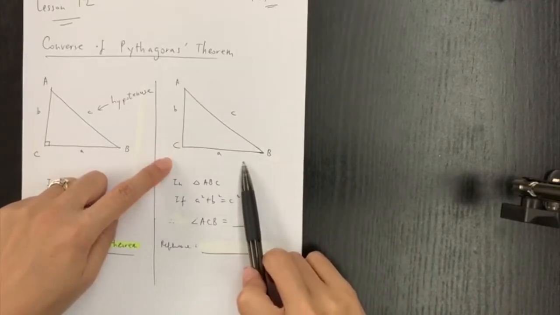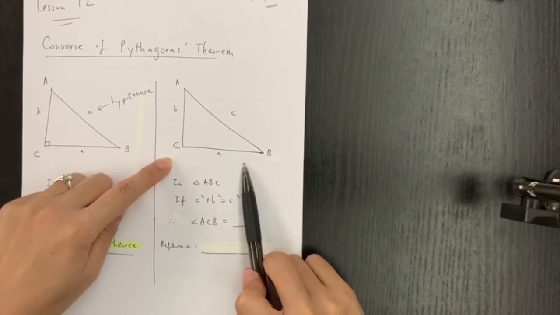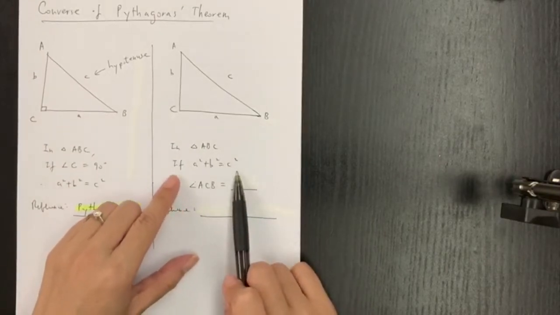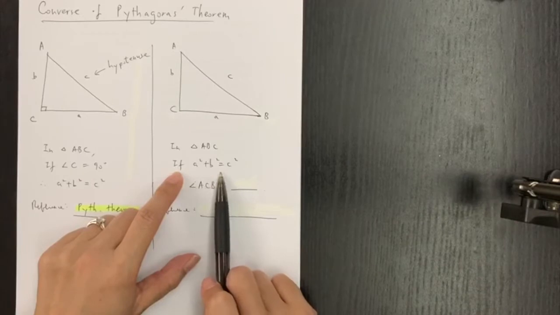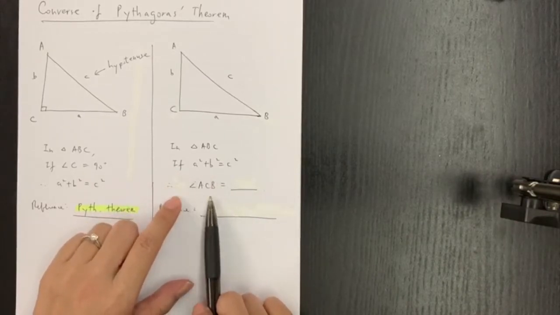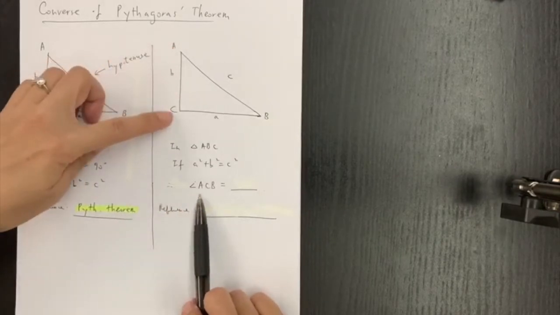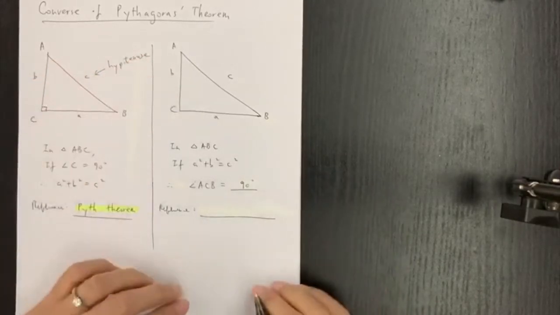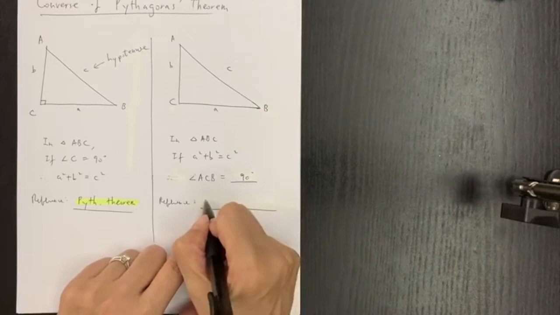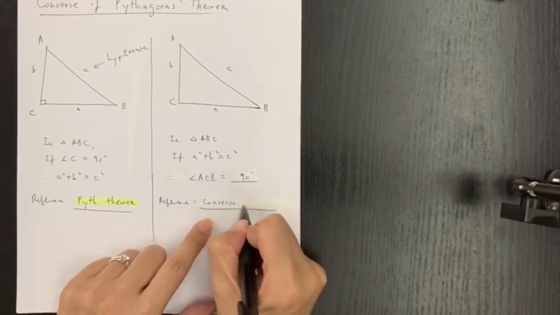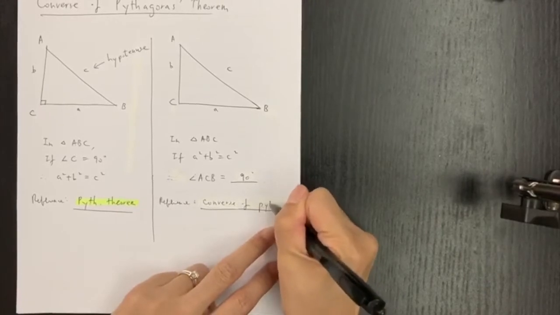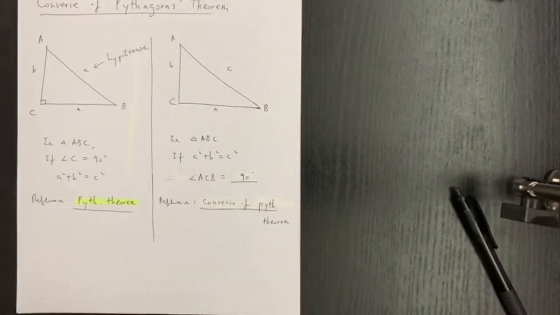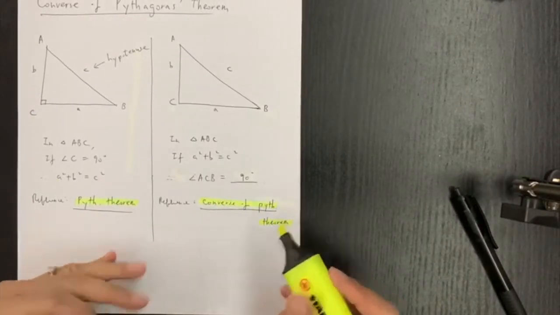Okay, so here we have another triangle, but we don't know whether this is a right-angled triangle or not. However, we are given that a square plus b square is equal to c square. Therefore, we can make our conclusion that angle ACB must be a right angle, which is equal to 90 degrees. And the reference is Converse, C-O-N-V-E-R-S-E, of Pythagoras theorem. So this is today's reference, converse of Pythagoras theorem.